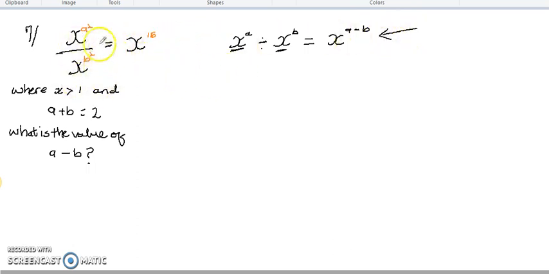So let's rewrite this equation we've been given. We're going to rewrite the left hand side of that equation, and it's going to be x raised to a squared minus b squared is equal to x raised to 16. So all we've done is rewrite the left part of this question in this format according to the laws of exponents.